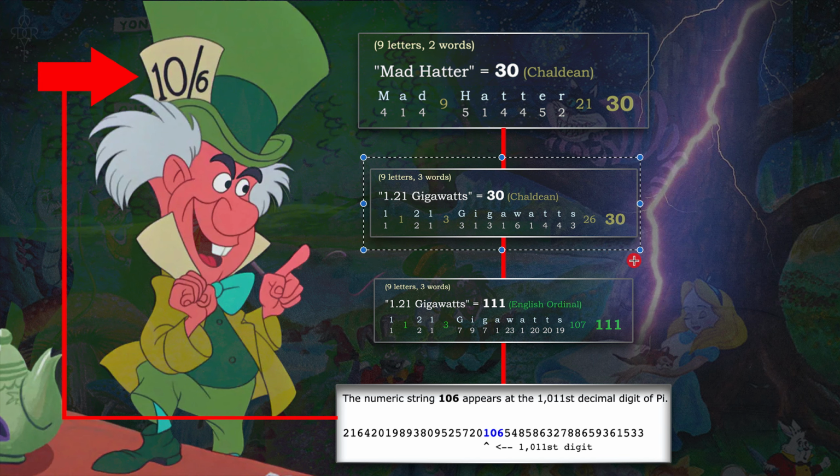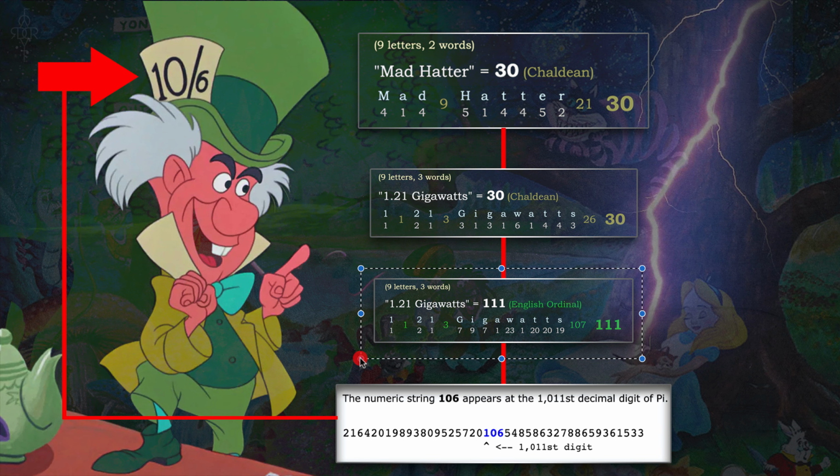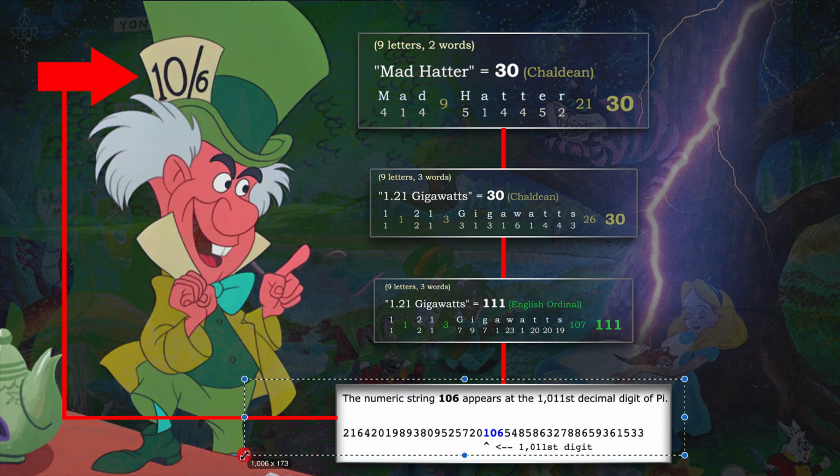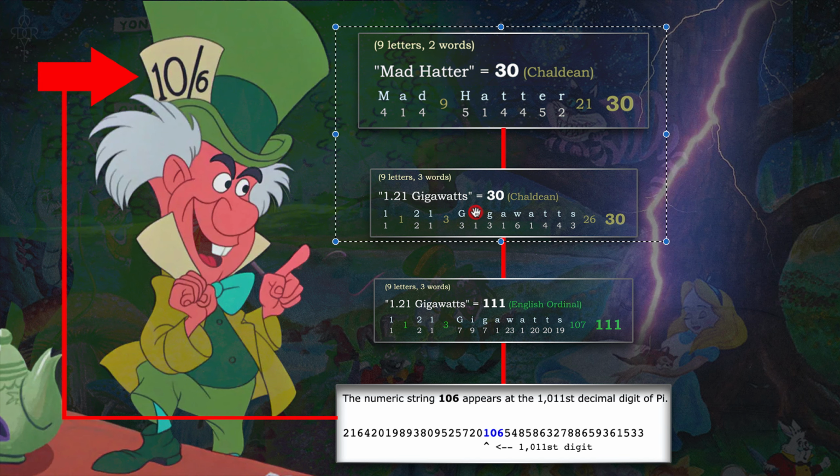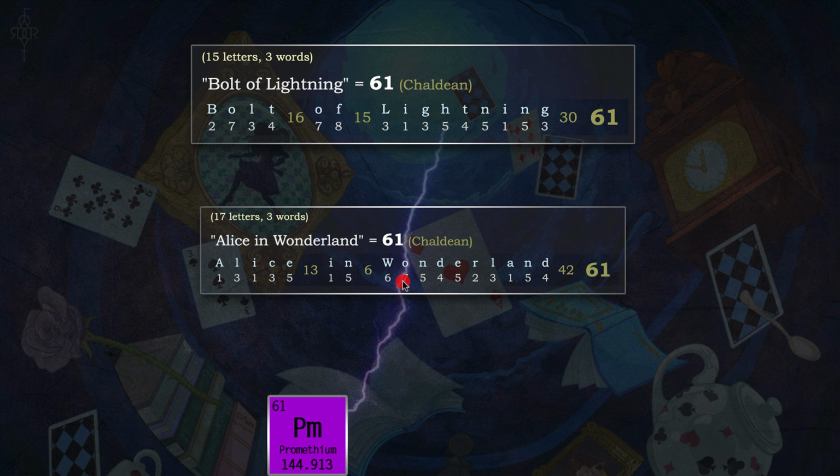1.21 gigawatts is 30, and then in the English it's 111. And then we bring in the string of pi. The 106, which is on this guy's hat, appears at the 1011th decimal digit of pi. 111, 30, and 30. Mad Hatter 1.21. Undeniable, folks, these connections. The game of life is fixed. It's rigged. It's completely rigged.